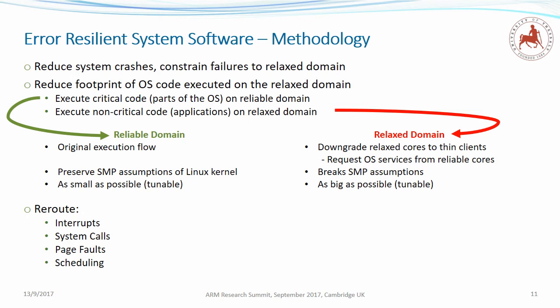On Linux, you assume that every application, every process that needs services from the operating system invokes the operating system, and the operating system executes on the core where the process was executing. So in order to make sure that the system is executed on the reliable domain, we need to reroute the services of the operating system. What we do is that we reroute interrupts, system calls, page faults, and also scheduling.